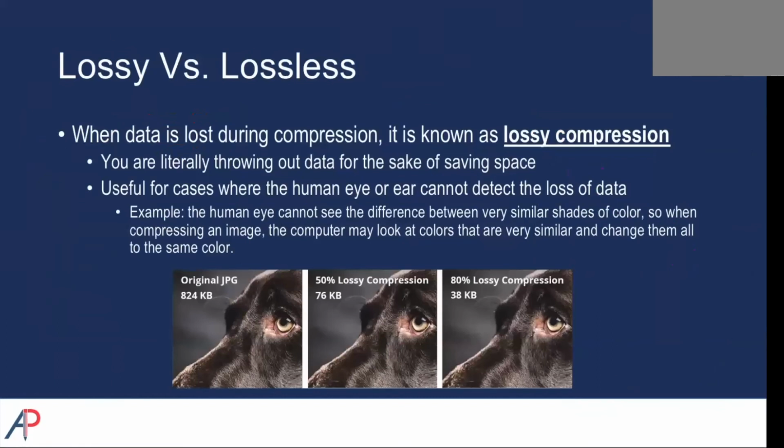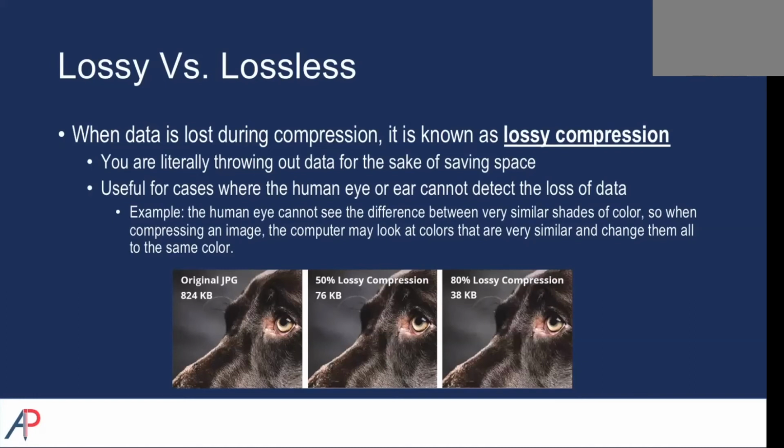So there's 2 kinds of data compression that you guys need to know about: lossy versus lossless. When data is lost during compression, it is known as lossy compression. And hopefully, you guys can figure out what lossless means versus lossy. But when you lose information about your data, that is known as lossy compression, because you're literally just throwing out data to save space.